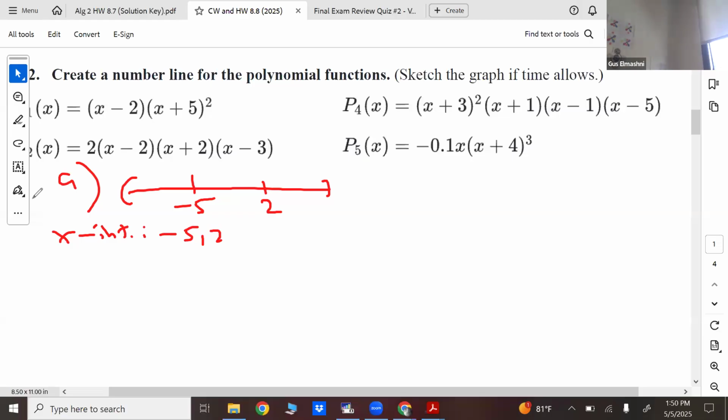Pick a number greater than 2. 3. Is 3 minus 2 positive? Yeah. Is 3 plus 5 positive? Yeah. When you multiply a bunch of positives, what do you get? Positive, good. So I expect positive in this interval.